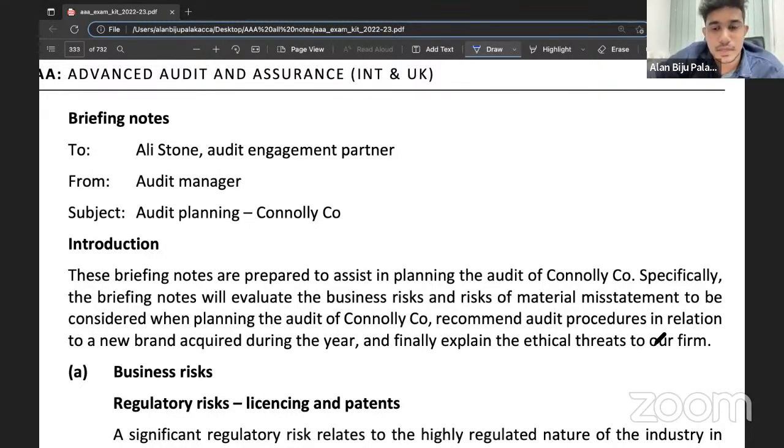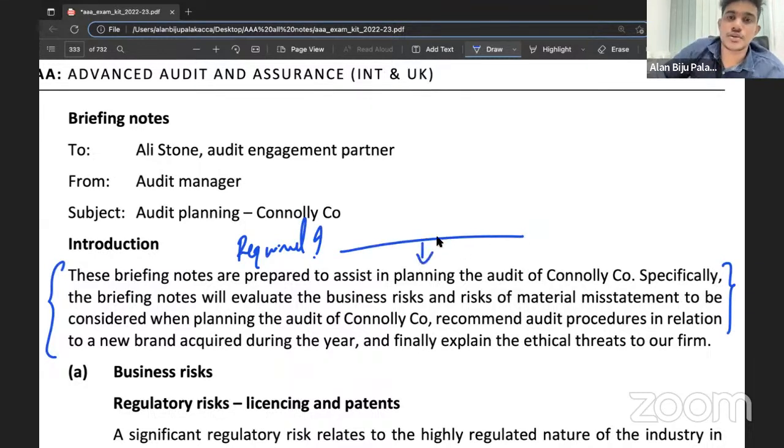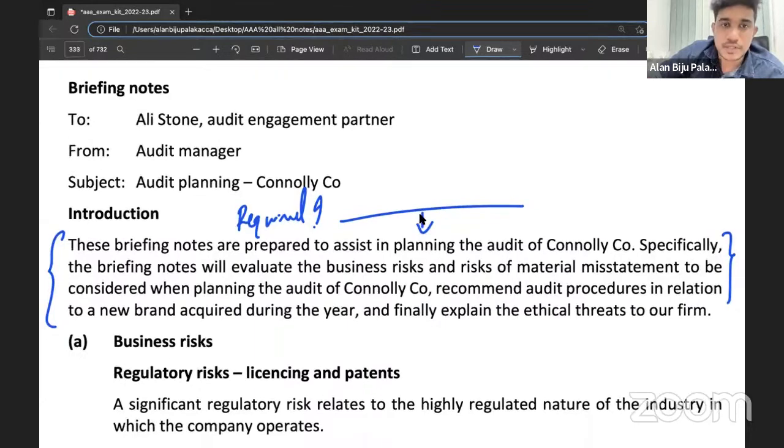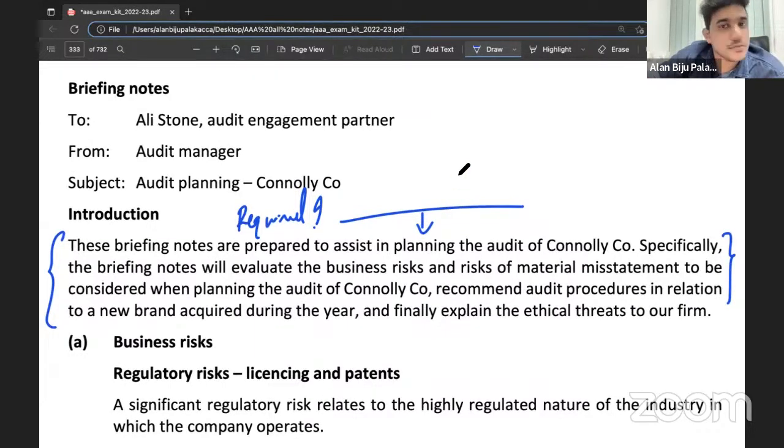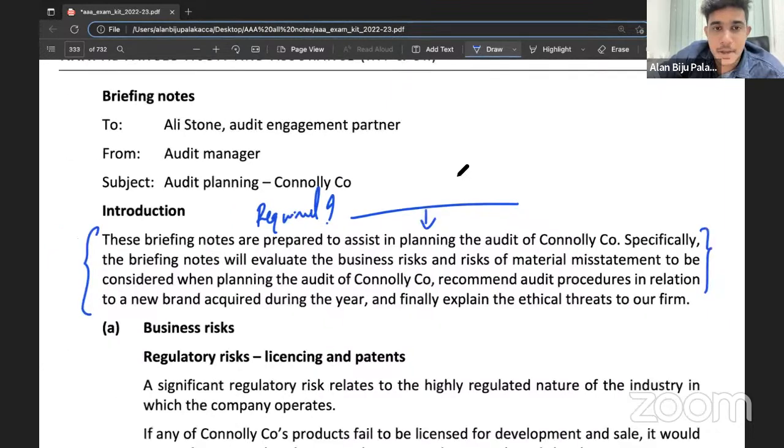Have you seen this introductory paragraph somewhere before? Requirement, right? So the same requirement can be directly copy pasted into the introductory paragraph, and you can easily include these points to get sufficient professional marks. Clear? Okay. So just give a brief introductory paragraph showing that the briefing note is prepared to assist the planning of the audit of Connolly Company for the year end, and specifically this briefing note will include, just copy paste the requirements. So that will be the introductory paragraph.